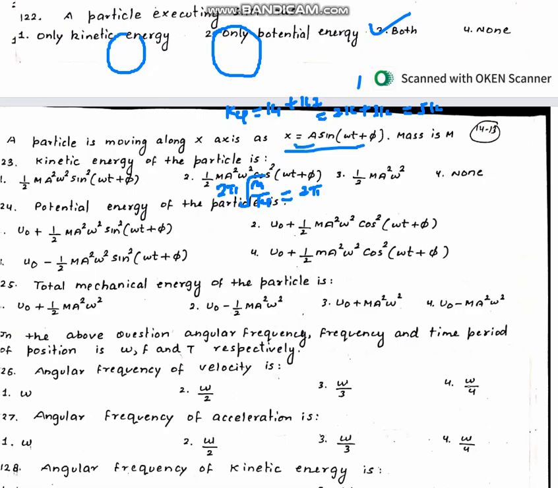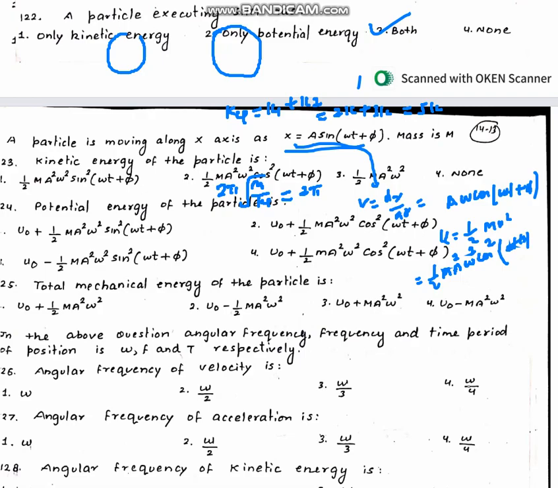Kinetic energy of the particle is, so you find velocity as dx by dt, which is Aω cos(ωt + φ). Now kinetic energy is half mv square, which is half m A square ω square cos square(ωt + φ). So second is correct over here.